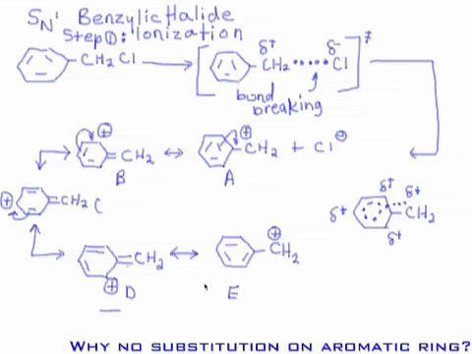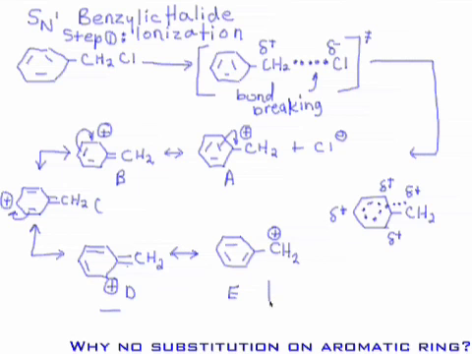Okay. That leaves structures A and E, and structures A and E are essentially the same thing. They're just resonance structures where you've shifted the pi bonds around the aromatic ring. Substitution at the positive charge on the CH2 generates the same molecule.